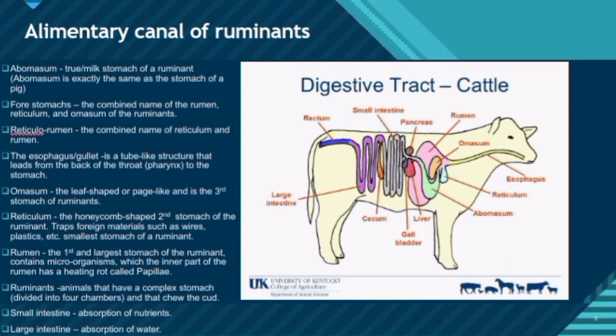And then the small intestine, after the food has gone through all those four stomachs, it goes to the small intestine, which is also divided into three parts, but I will discuss that in the next session. And then the large intestine is also divided into three parts. I will also explain that in the next session. So what you need to know right now is that the small intestine absorbs nutrients, right? And then the large intestine absorbs water.